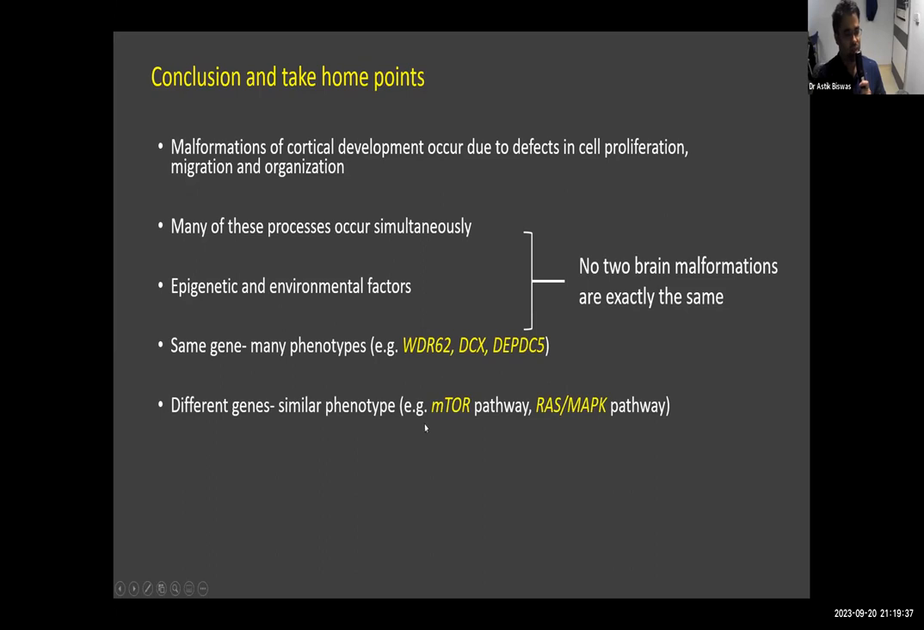So, disorders of the mTOR pathway can cause overgrowth syndrome. Similarly, the RAS-MAPK pathway can cause overgrowth syndromes.